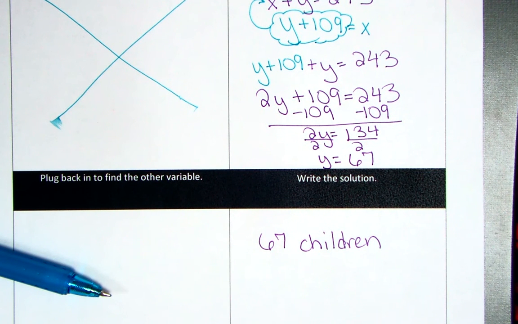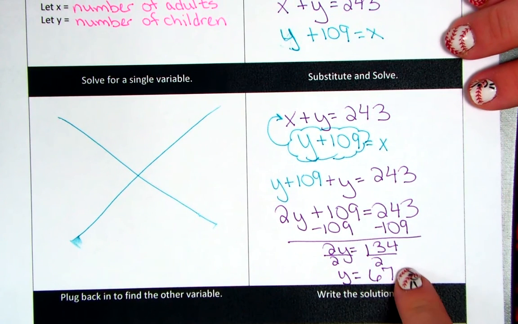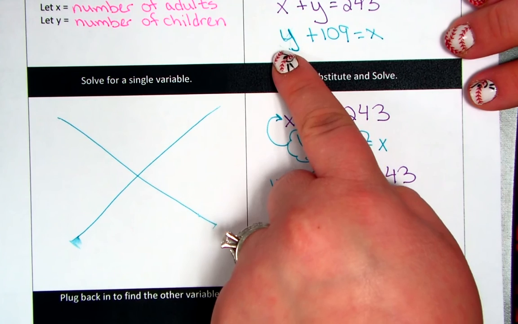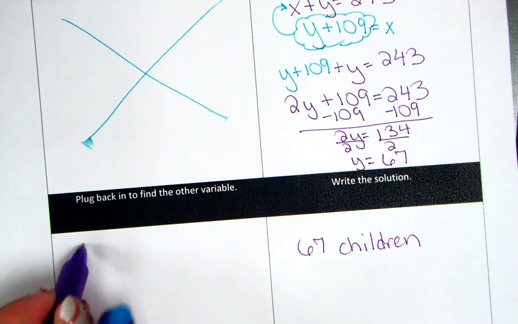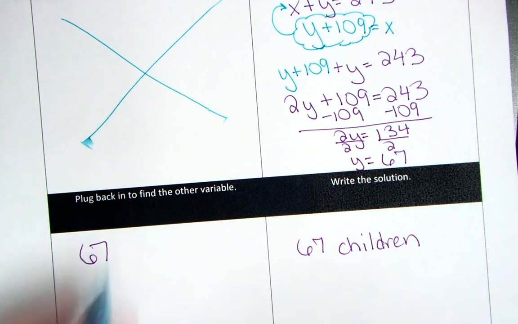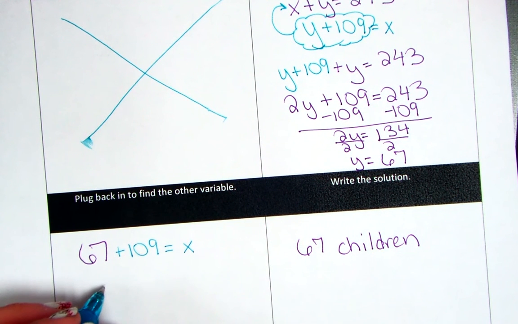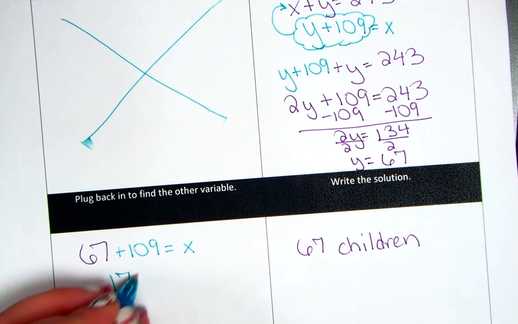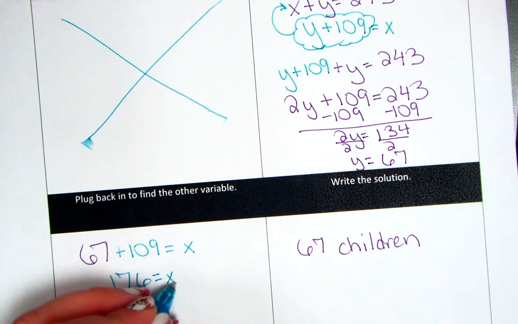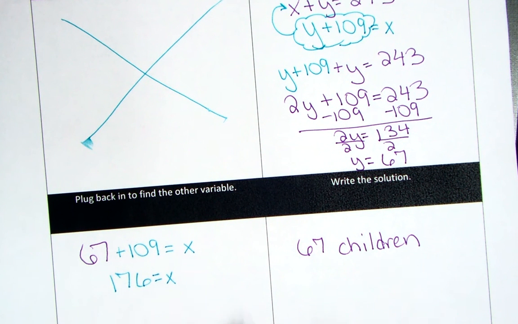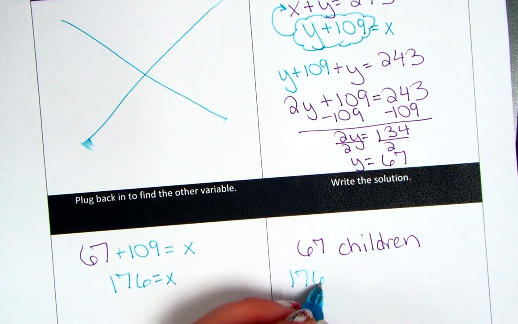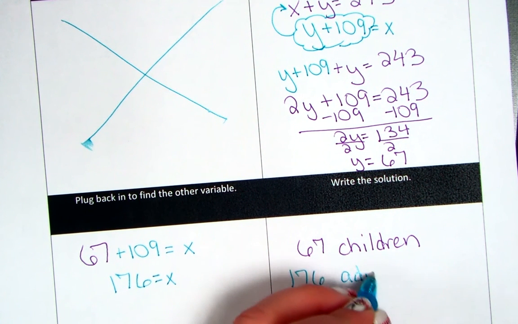We still need to find the number of adults. We're going to take our 67 and plug it in to an original problem. So I can take 67 and plug it in for y in the second problem. 67 plus 109 equals x. 67 plus 109 is 176. So if x is the number of adults, then there are 176 adults.